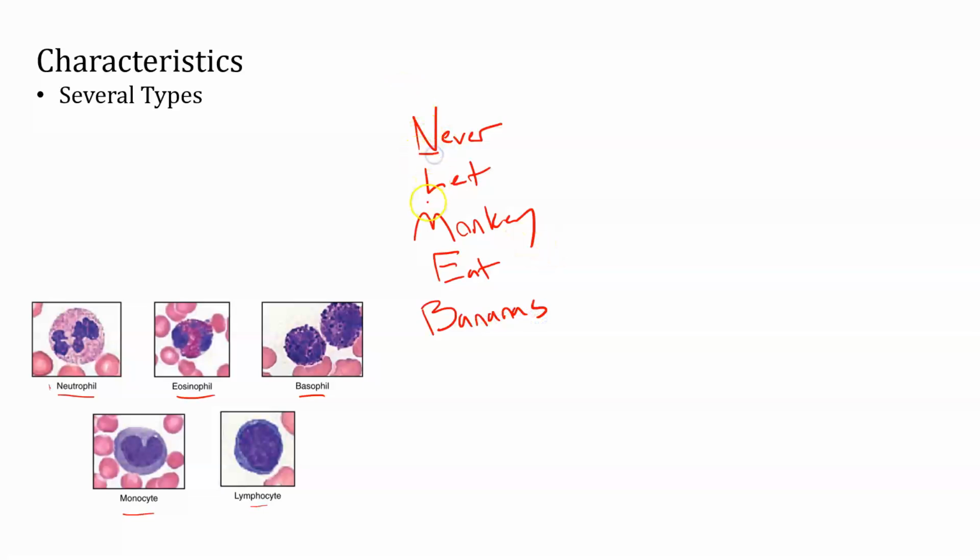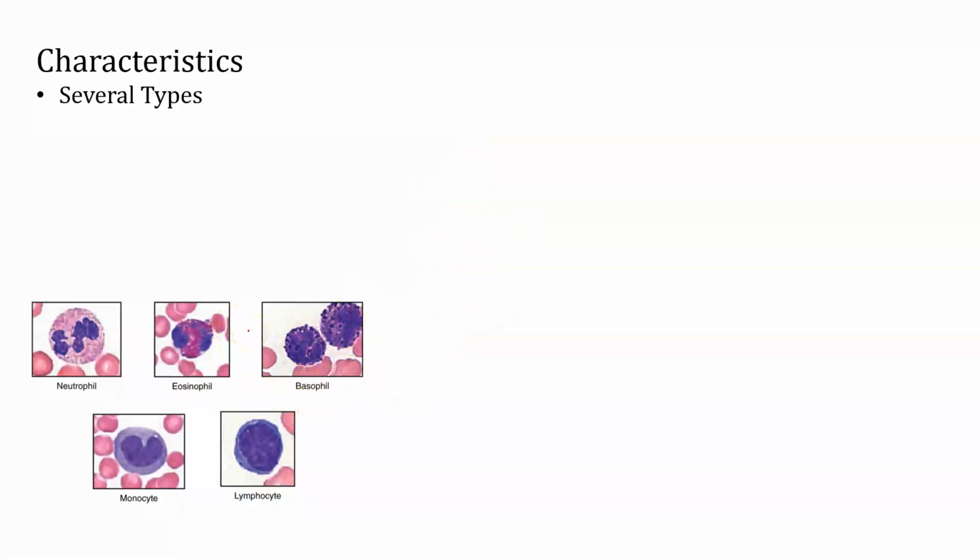The letters of these words will tell you the relative abundance of these leukocytes. So the most abundant in your body are the neutrophils. The second most abundant are the Ls, or the lymphocytes. The third most abundant are the monocytes. The fourth most abundant are the eosinophils. And then the most rare or least abundant would be the bananas, or the basophils. Okay, so that's a clever little mnemonic that you can use to remember just about how abundant these are.